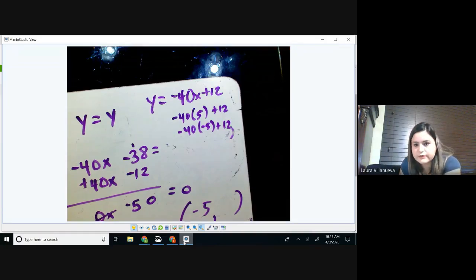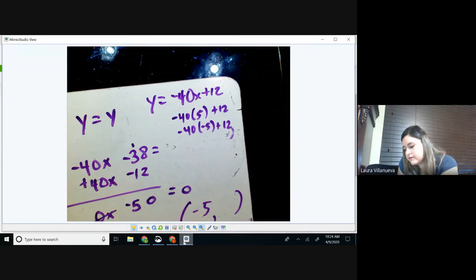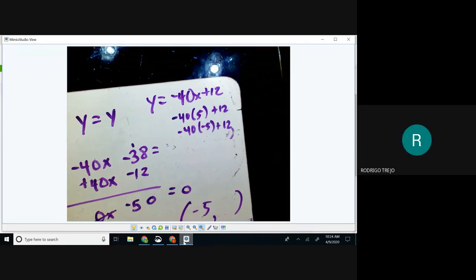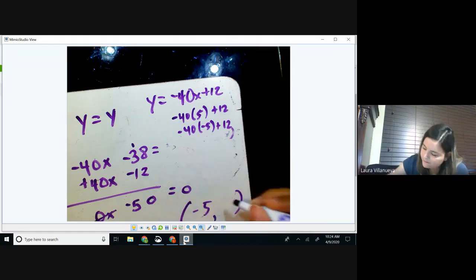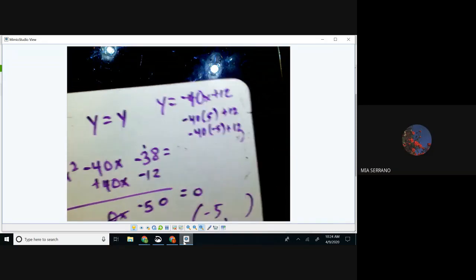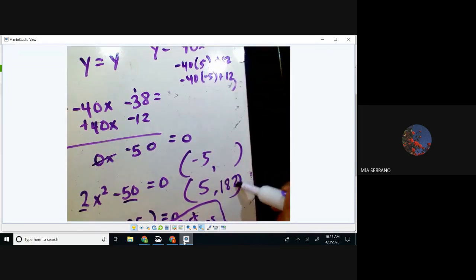40 times 5, 200. Negative 200 plus 12. So you're actually subtracting, right? Sí. Negative 200 plus 12. Déjame, taking 80. Mia, checa. ¿Y tú? 100 and what? 60. No. Wait, it was 200. 188. 188, ya.